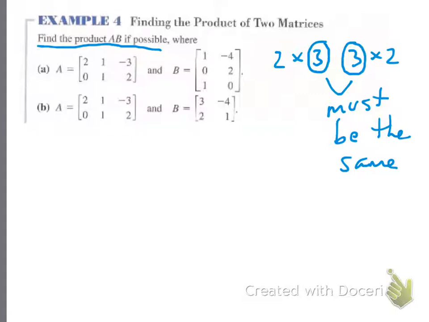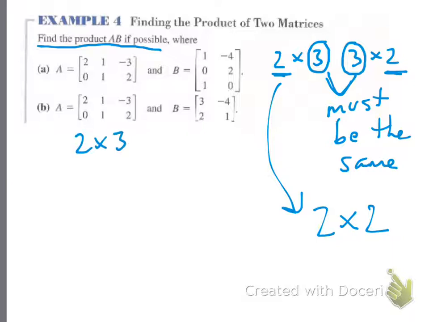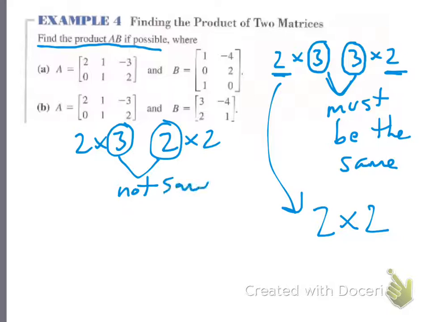Okay? Now what happens? Your resulting matrix is a 2 by 2. It's these numbers right here. Now, if these two numbers here are not the same, then you cannot do matrix multiplication and there's no solution. So in part B, you have a 2 by 3, and here you have a 2 by 2. So if you look at those two numbers, these are not the same. So there is no solution.